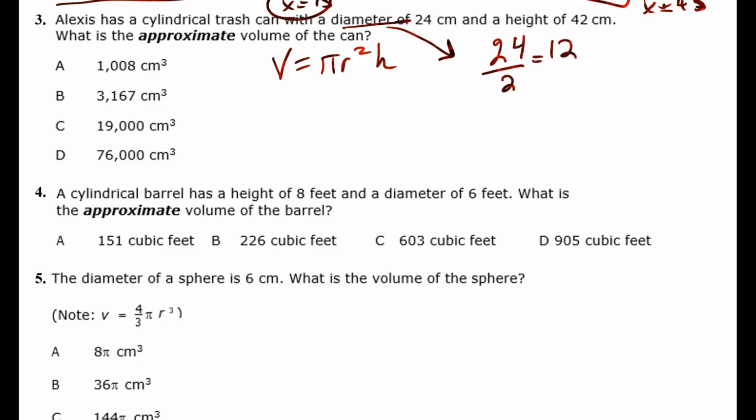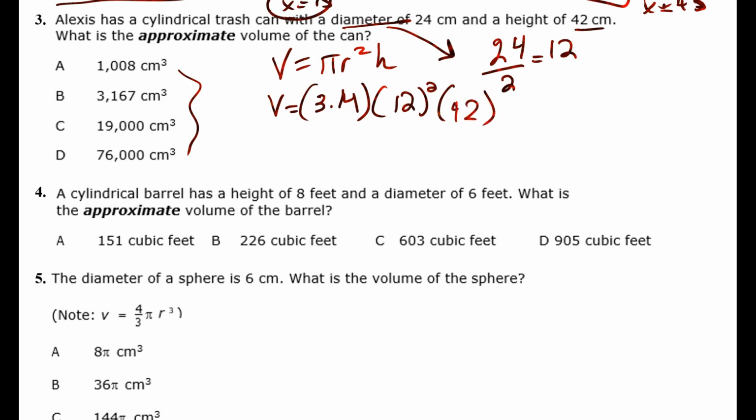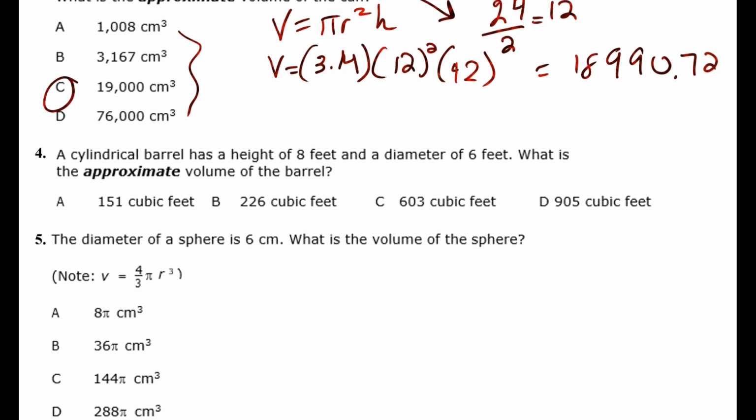And so these are not in terms of pi. So I need to make pi 3.14 times 12 squared times my height of 42. I'm going to put this in the calculator. 3.14 times 144, which is 12 squared, times 42, and we get 18990.72. That's approximately 19,000.